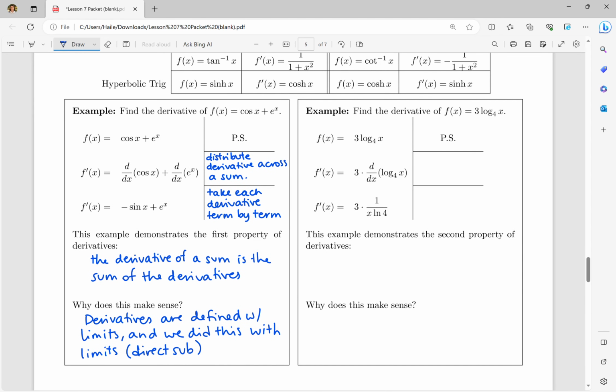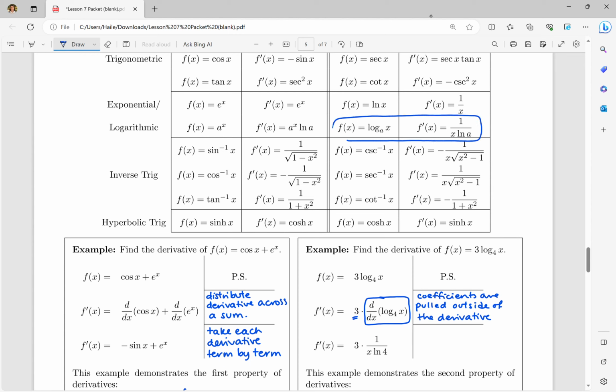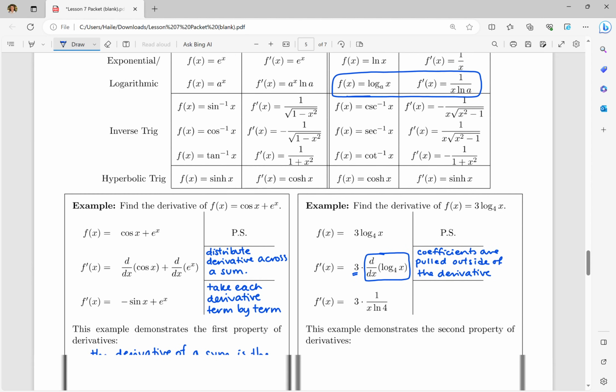So now we want to find the derivative of f of x is equal to 3 times log base 4 of x. So again, we start by writing our problem statement. Now we take the derivative of this function. So the way that's going to work is we can pull this 3 to the outside because it's a coefficient, and I can actually just focus on the derivative of that log base 4 of x. So we can say coefficients are pulled outside of the derivative. So they're still there, we just don't have to worry about actually taking the derivative of a coefficient. Okay, so if we go up to the table and we look for log base a, that derivative is 1 over x times the natural log of the base. So that's precisely what we do in this third step.